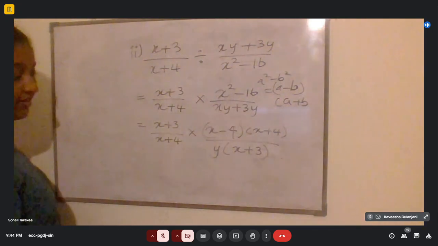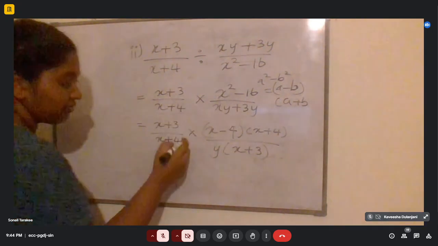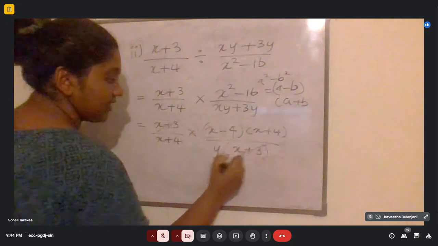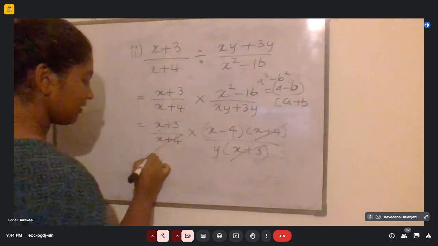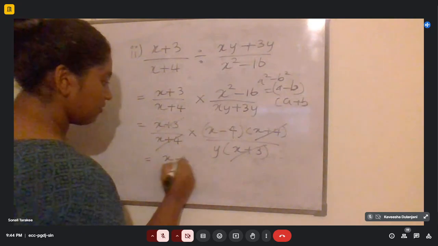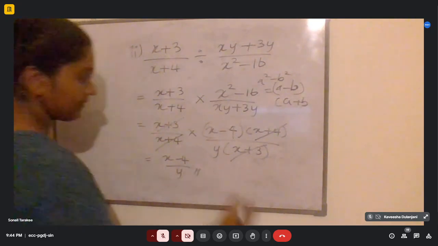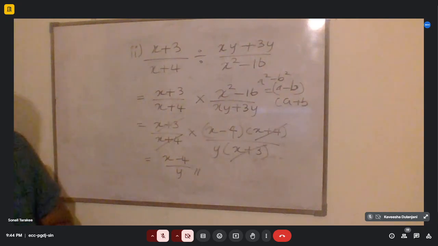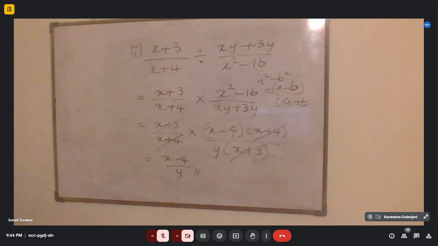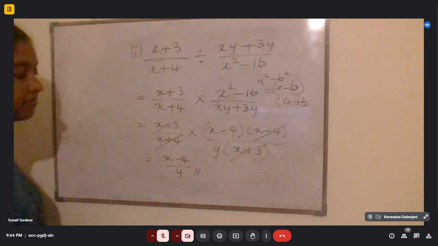Now cross multiplication. So when x plus 3 gets cancelled here, x plus 4 gets cancelled here. Then you have x minus 4 over y. Okay, now I'll erase this one.